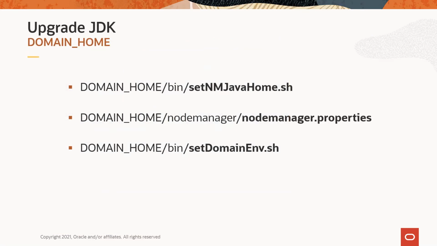Now that the install is done, we will need to upgrade the JDK used by the domain. Remember, since the JDK was upgraded, the JDK used by the domain home will need to be upgraded manually before starting the WebLogic servers. At a minimum, the required update to the new location of the JDK will need to be done in the following three files: the domain home /bin/setNMJavaHome.sh, the domain home /nodemanager/nodemanager.properties, and the domain home /bin/setDomainEnv.